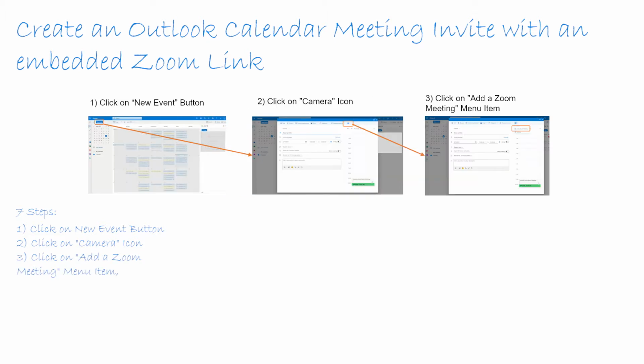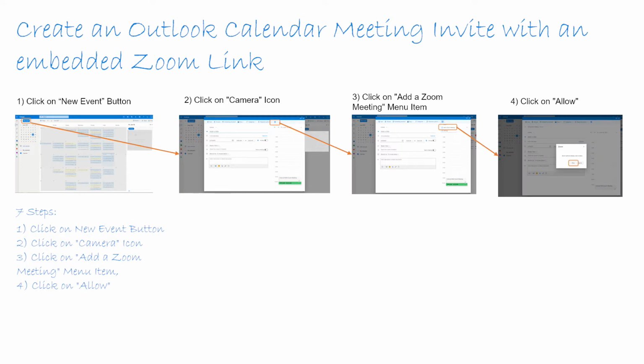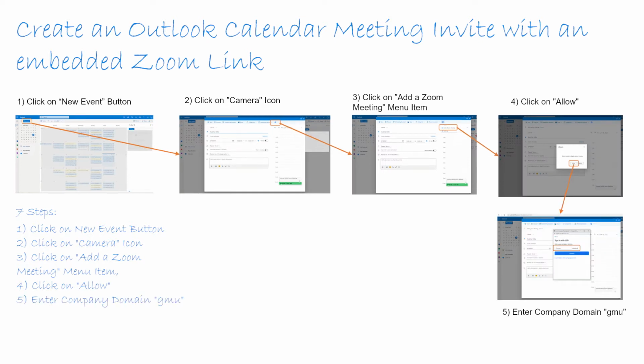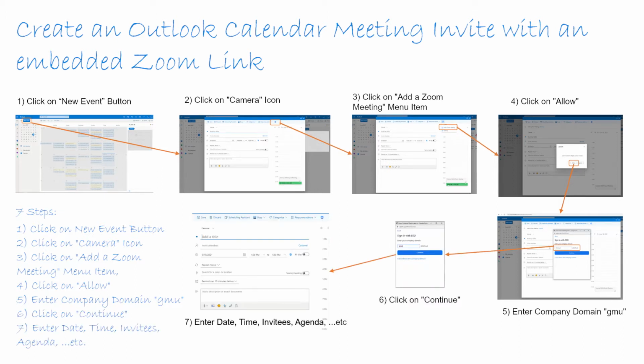Step 3. Click on Add a Zoom Meeting menu item. Step 4. Click on Allow. Step 5. Enter company domain GMU. Step 6. Click on Continue. And Step 7. Enter date, time, invitees, agenda, etc.